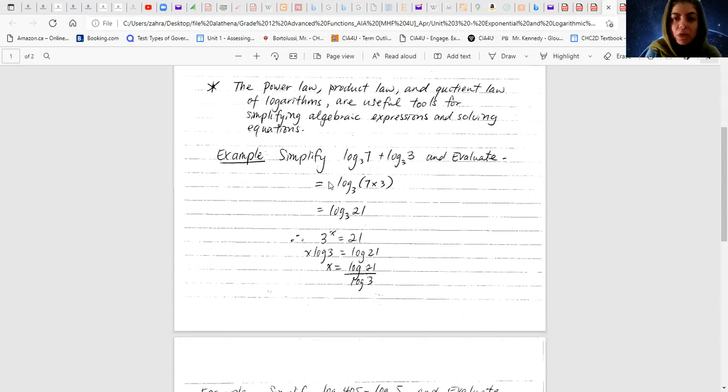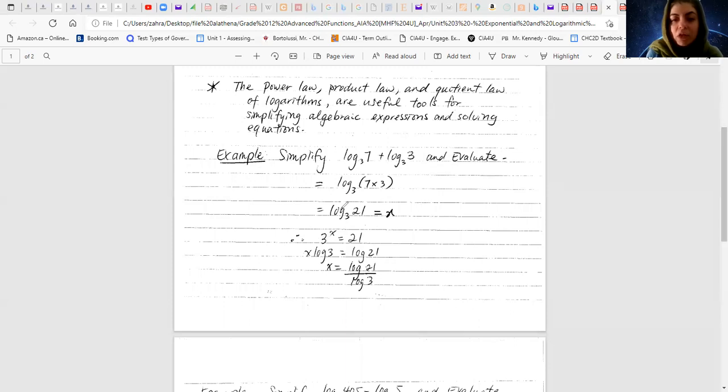Now we can use this to simplify, right? See, between these two logs is addition. They have the same base, 3 and 3. I can put them together and write it as log 7 multiplied by 3 with the same base. 7 multiplied by 3 is 21. Then I will say that this is equal to x. I need to solve for x, right? I will say this is 3 to the power of x.